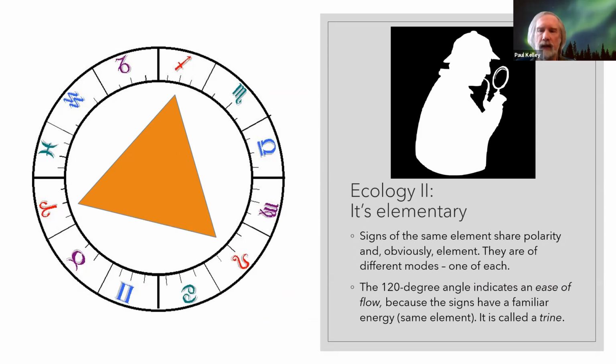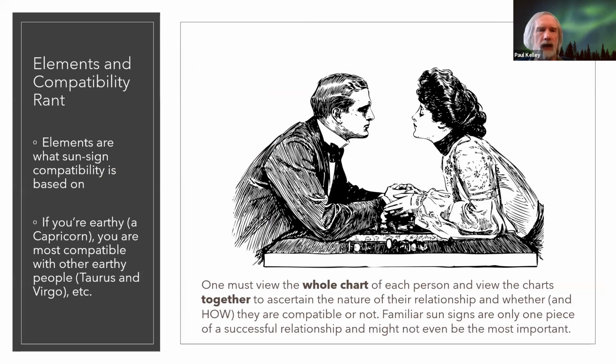Signs of the same element have an ease, a familiarity about them. Recall that elements are kinds of energy, and so they're all the same kind of energy. There's a familiarity and ease of flow, and the 120-degree angle in astrology is called a trine. So think a triangle, trine, a 120-degree angle, 1/3 of the way around the chart.